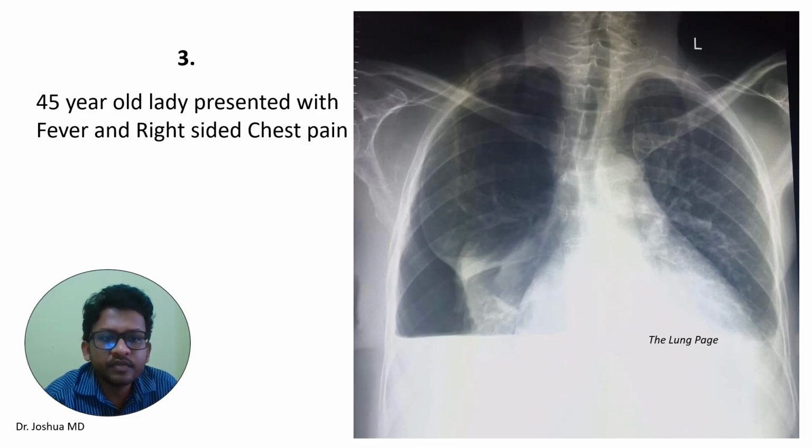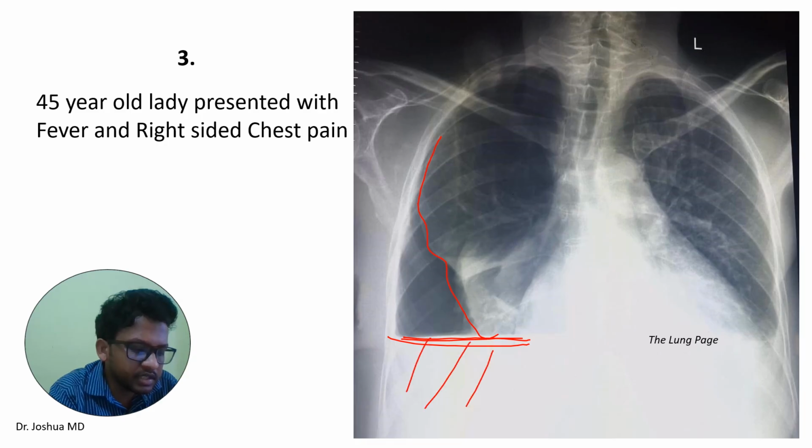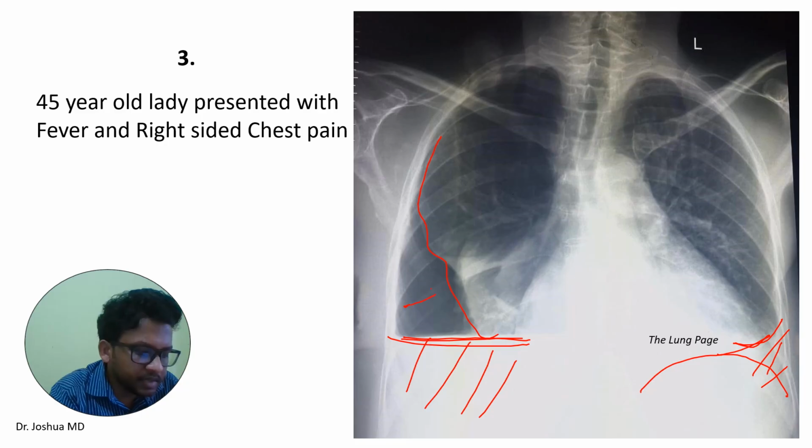A 45-year-old lady presented with fever and right-sided chest pain. Again, in this case scenario, you can go with the ABCD order. You can see the airway, bones, and cardiac contour, everything is normal. You can see here very quickly a separation of this lung, and there is also fluid there. Okay, homogeneous opacity. And also you can't see the left diaphragm, and there is blunting of the costophrenic angle. And also you can see this separation.